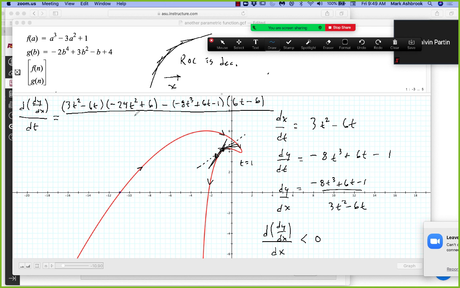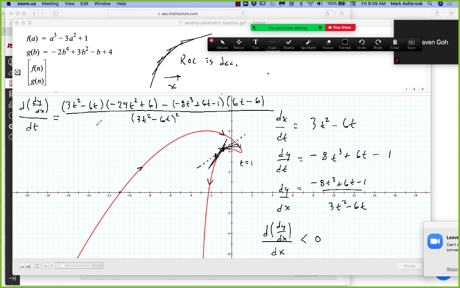3t squared minus 6t squared. All right, does this look like I've followed the quotient rule correctly? Low d high minus high d low over low. I think I got it. Anyone see a mistake? I also have this.